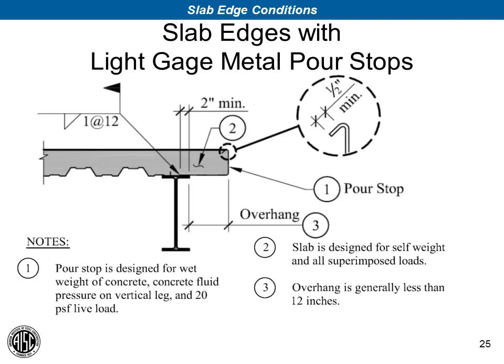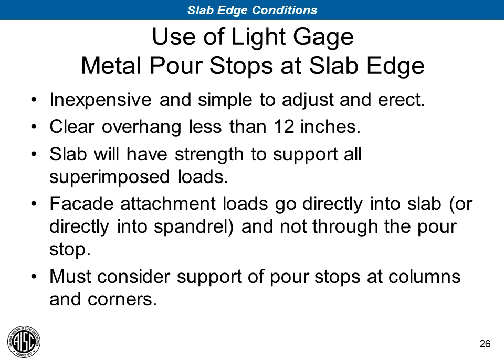One of the least expensive ways to create a slab edge is to use a gauge metal pour stop. These are typically 12 to 20 gauge, light gauge material, and they're typically field installed and welded to the spandrel beam. This allows a lot of adjustability in the location of the slab edge if for some reason the location of the spandrel beam happens to be off of its theoretical center point. These are relatively inexpensive, simple to adjust and erect, and they're typically used when we have a slab overhang that's clear of the spandrel beam flange of less than 12 inches.